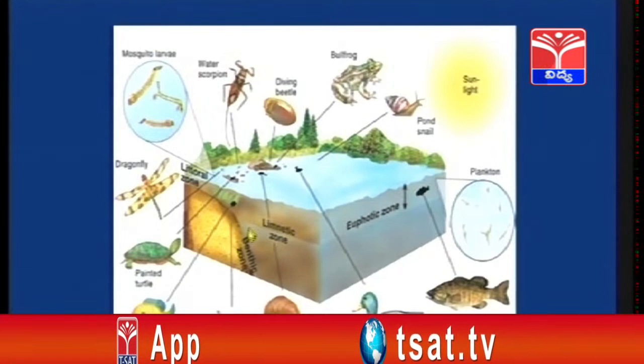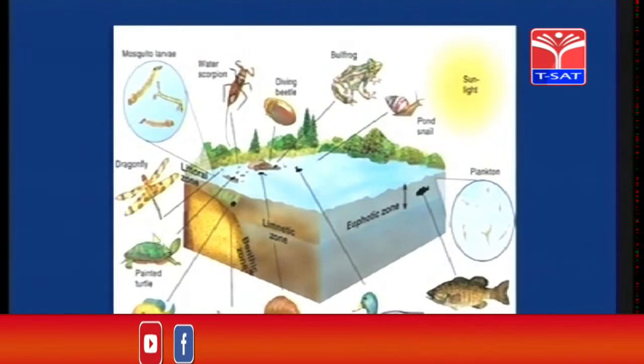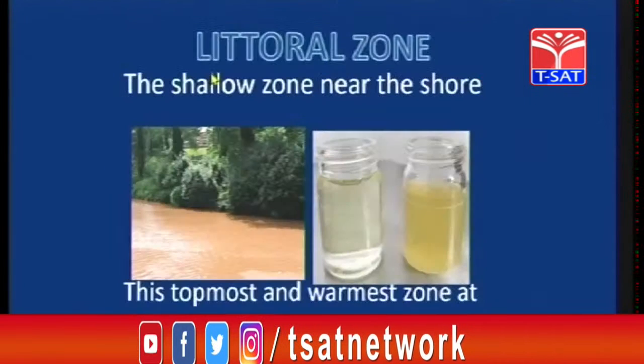Then the second zone, the limnetic zone. Next is the profundal zone. These are the types of animals that reside in each and every zone. So let's get into detail.